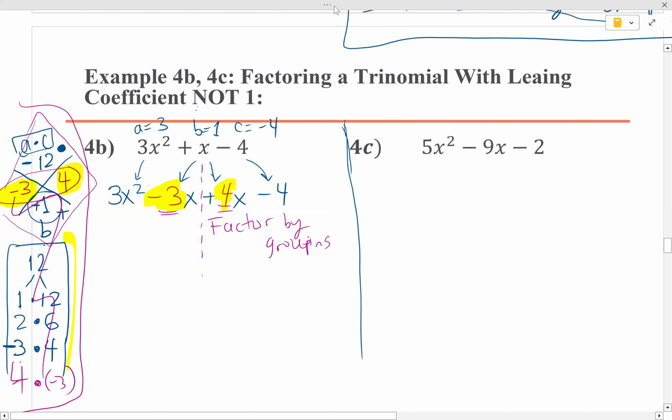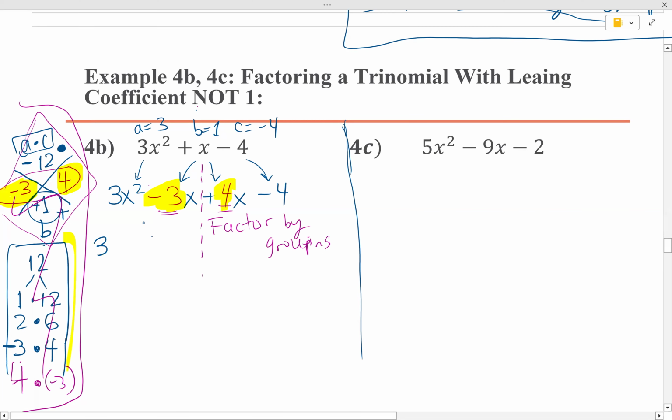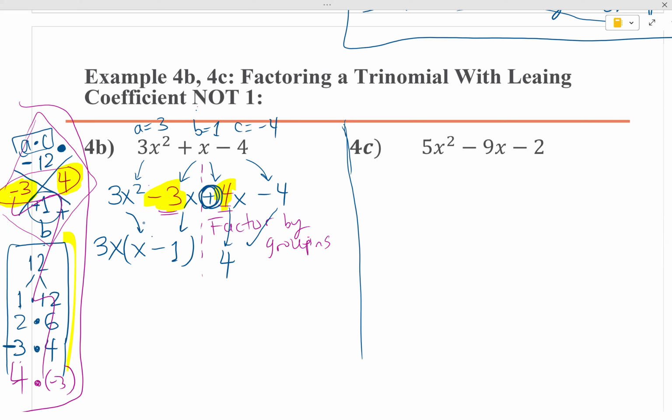Let's see, between the first and the second terms, I can take a 3x out, I think. 3x times x would give me the first term. 3x times negative 1 would give me that second term, I think. Between the third and the fourth term, I can take a 4 out, but it has to be positive. Remember we said whatever the middle sign is has to stay. So if that was a plus, this is going to be a plus. If I take 4 out, 4 times x would give me the first term. 4 times negative 1 would give me that second term. Okay. I think that looks good.